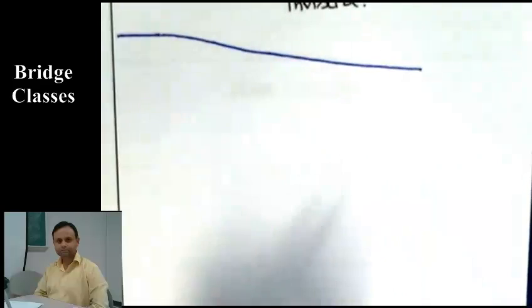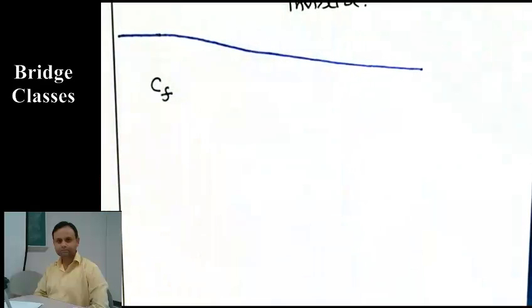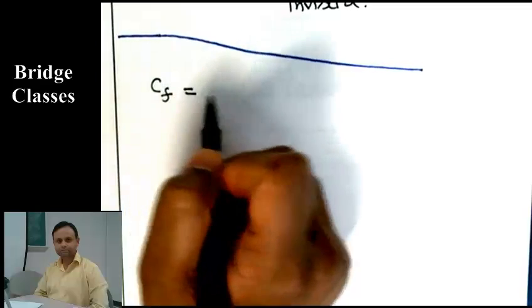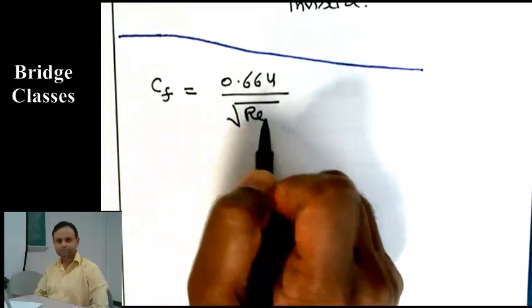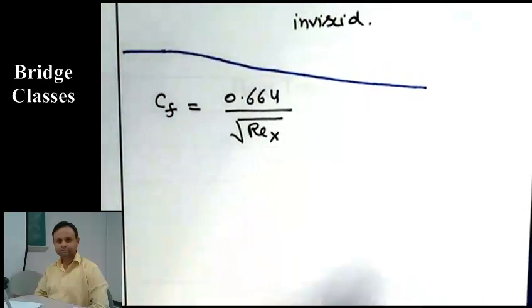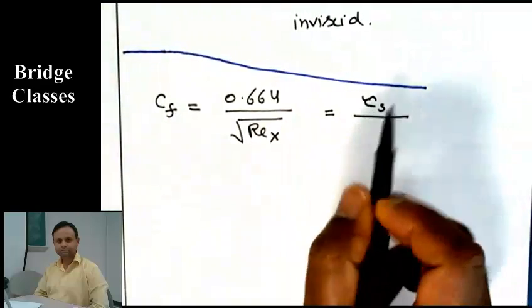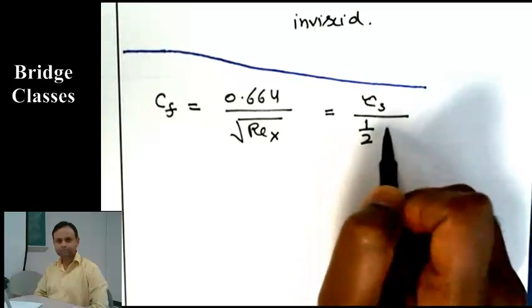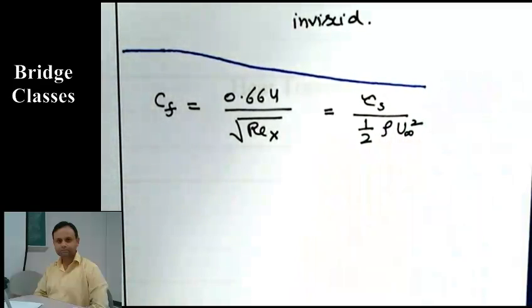And in the last class, we also got this expression that Cf, the local friction coefficient, is 0.664 over square root of Reynolds number x. And you know how this local friction coefficient is defined. It is the local shear stress at the wall over half rho u infinity square. So we have that also. That is what we did in the last class.